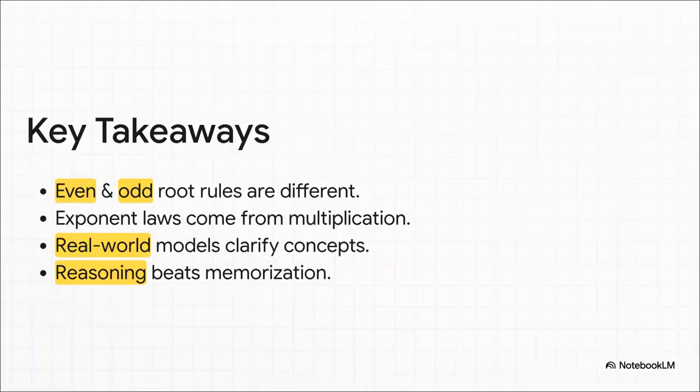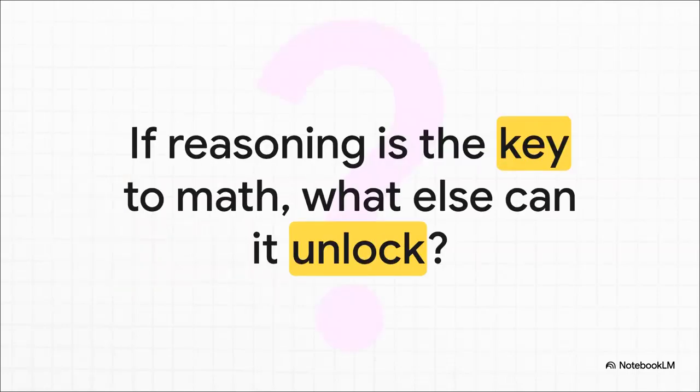Those tricky rules for even and odd roots, they're not random. They're different for a very logical reason. The laws of exponents aren't magic. They're just a direct extension of basic multiplication. Grounding these abstract ideas in real-world models makes them finally click. And the biggest takeaway of all, reasoning your way to an answer is always, always more powerful than just memorizing a rule. This shift from just memorizing to truly reasoning, that's what makes these intimidating symbols finally click into place.